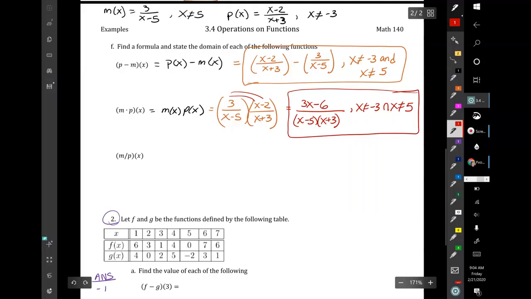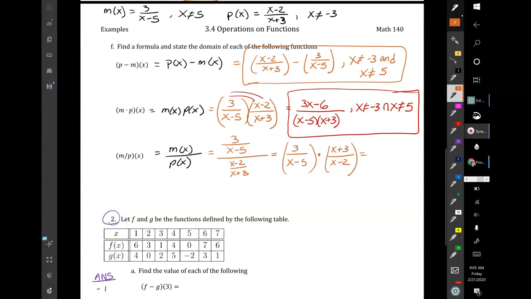So it has to fit the M domain, the P domain, and the new function domain on these ones. When you do composition, it's a little different. You have to fit the inner function and the new function, not both of the functions, but you'll learn that in pre-calc. So M divided by P of X will look like this: M of X over P of X, and then just go ahead and plug in and simplify.